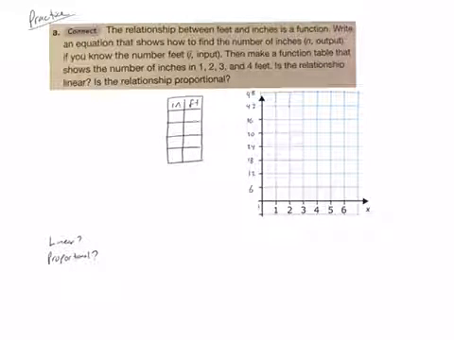Alright, this is practice A. It says the relationship between feet and inches is a function. Write an equation that shows how to find the number of inches, n, that's the output, if you know the number of feet, f, the input. Then make a table that shows the number of inches in 1, 2, 3, and 4 feet. Is the relationship linear? Is the relationship proportional? So first of all, let's start off with a function rule.